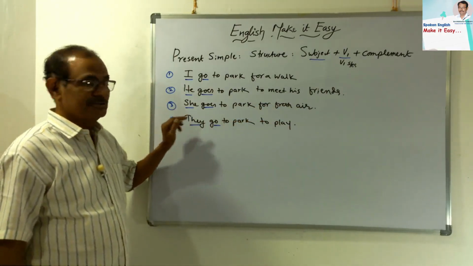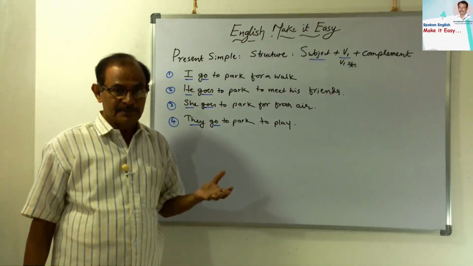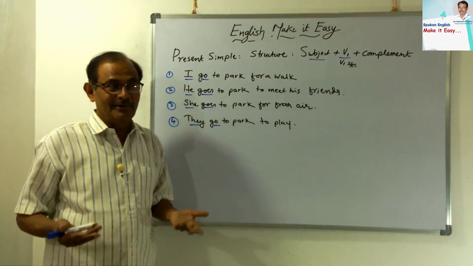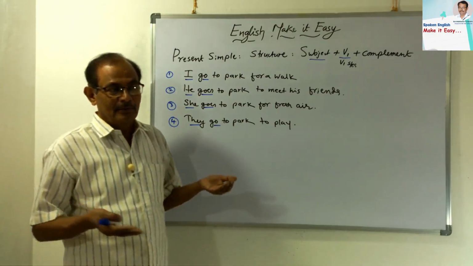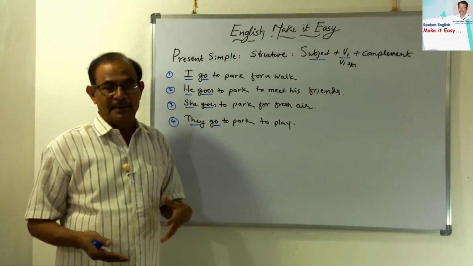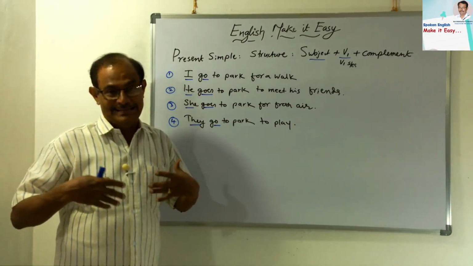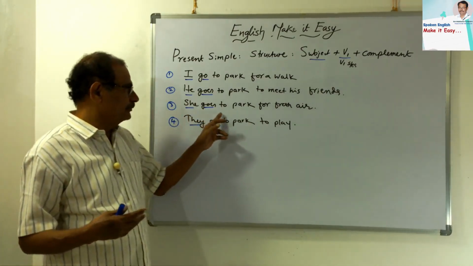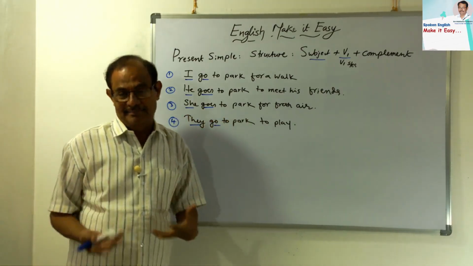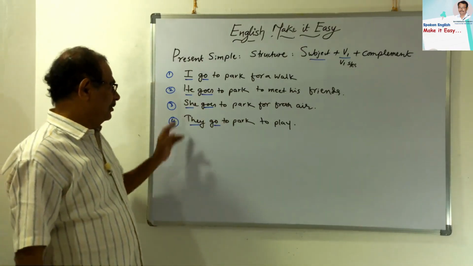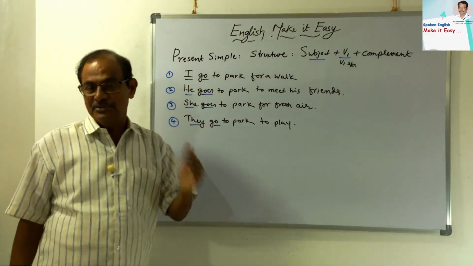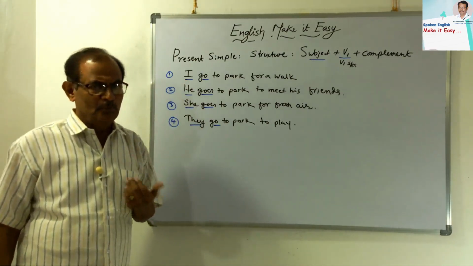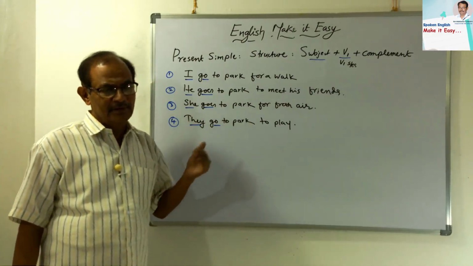Next, come to she. She is also third person singular. She goes to park for fresh air, because there is a lot of vegetation in the park and they get a good breeze, fresh air, more oxygen also. That's why she goes to park, to breathe fresh air. He and she are third person singular subjects. I is generally considered plural.